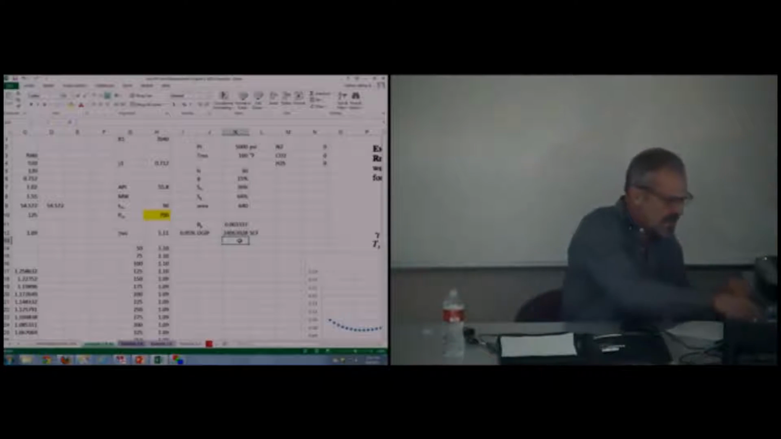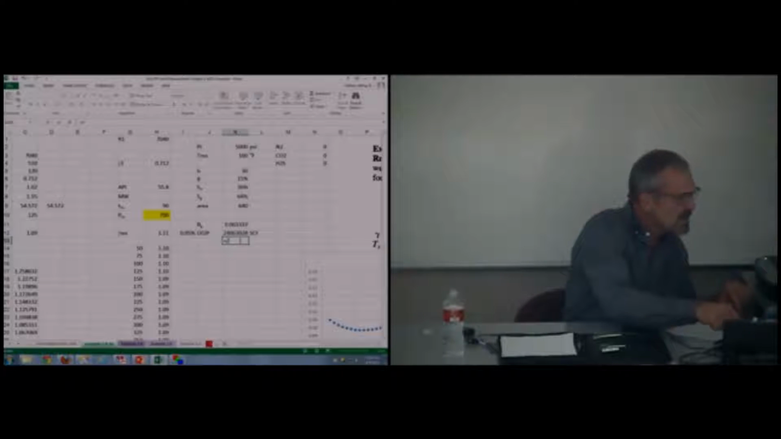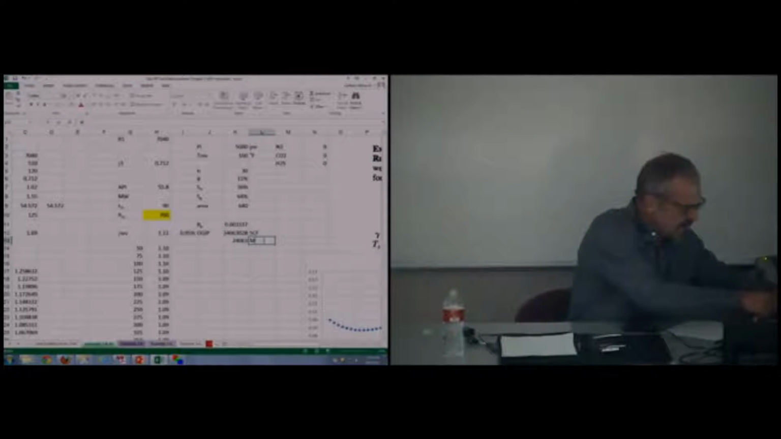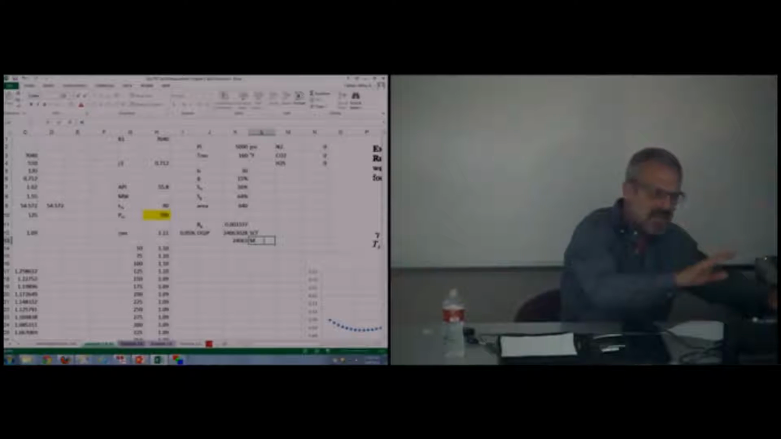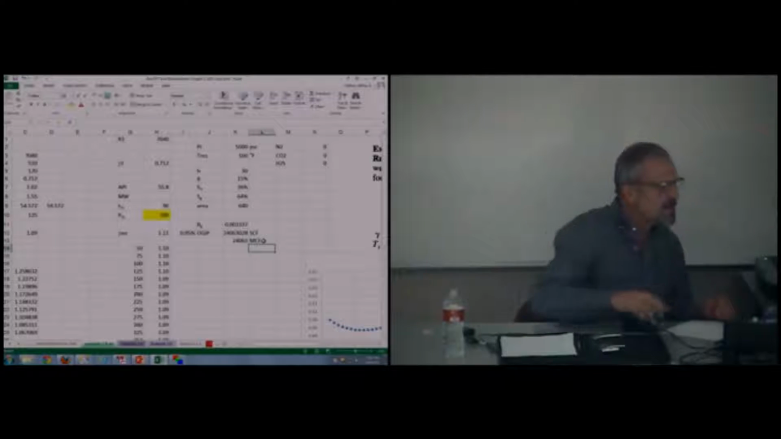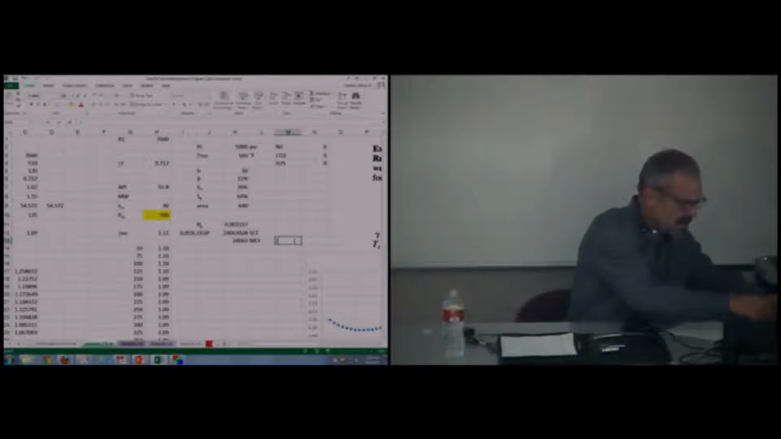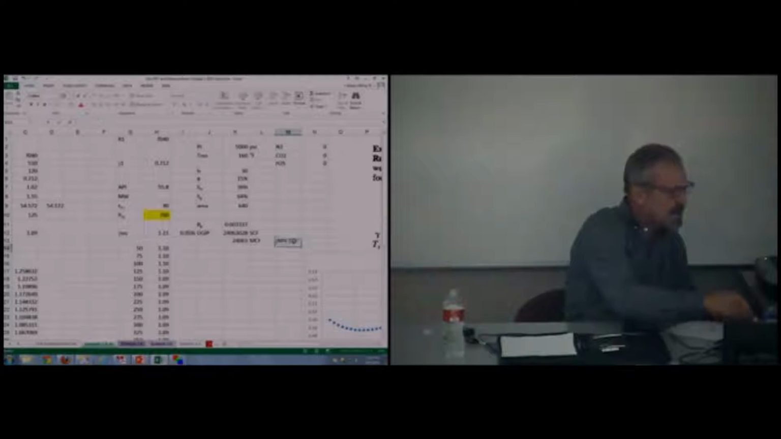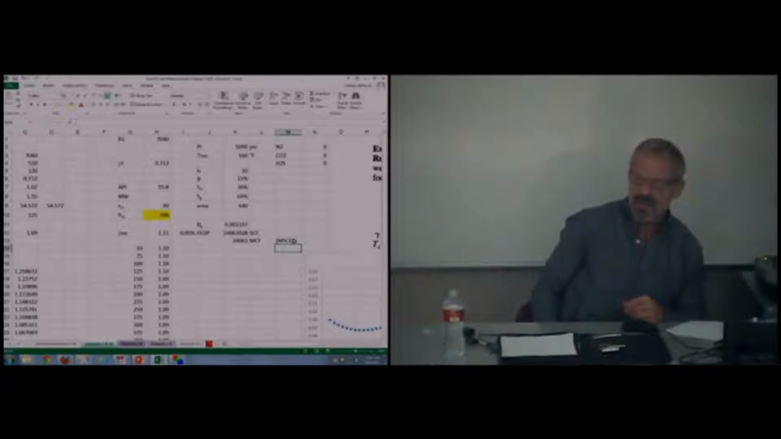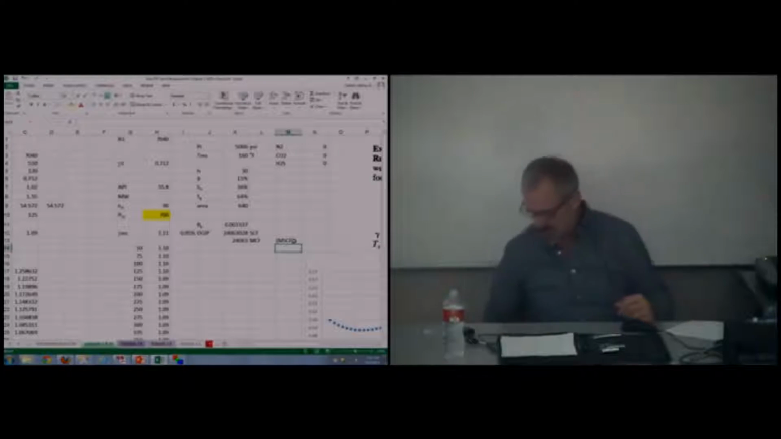Now, I can divide that by 1,000 and get that in M. Technically speaking, we should choose SCF, but I don't hardly ever see anybody in the oil field write MSCF, but it is 1,000 standard cubic feet.